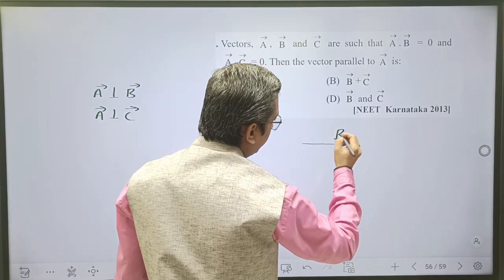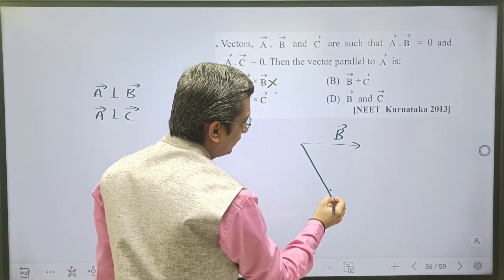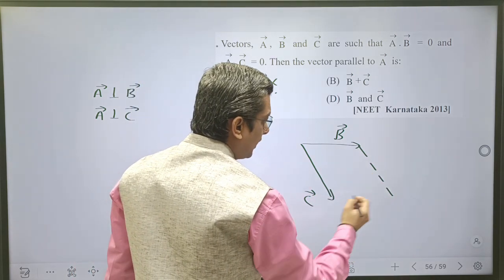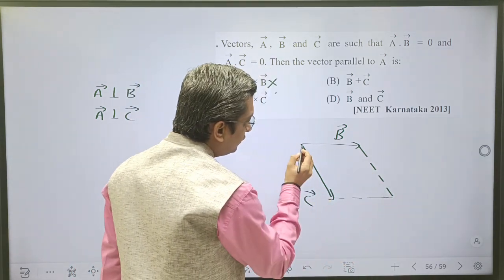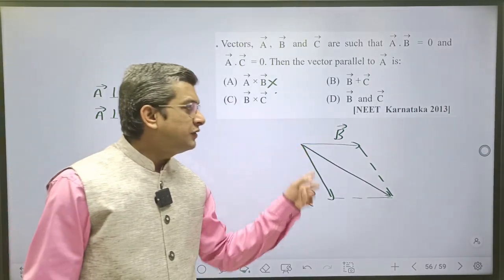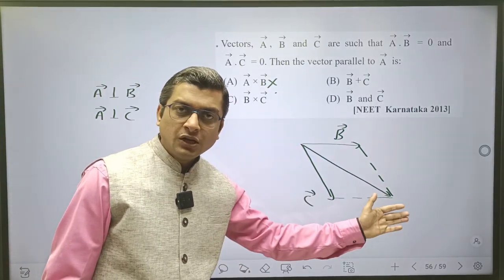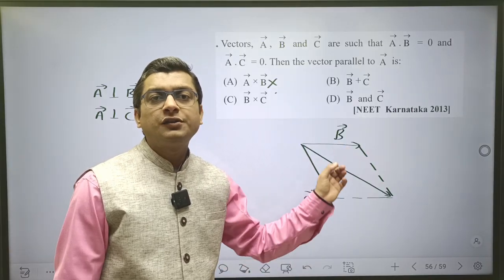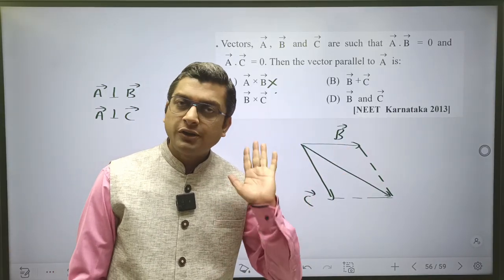Suppose this vector is vector B and this vector is vector C. So whatever you are adding, B and C, the result you are getting is in this plane. Since B and C lie in the plane of this board, their resultant, that is B plus C, will also lie in the same plane. This is a very important concept.